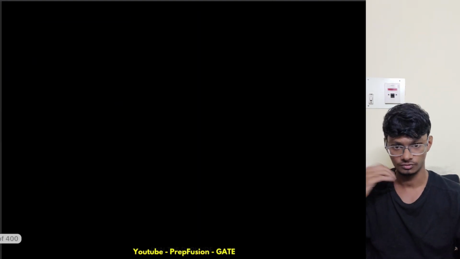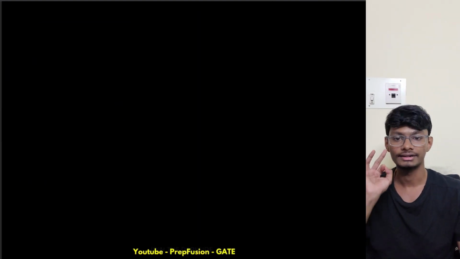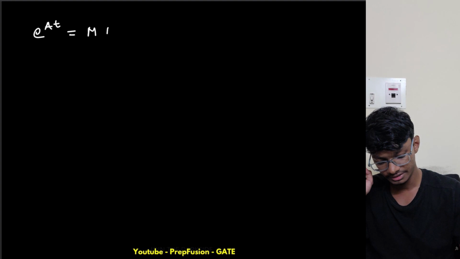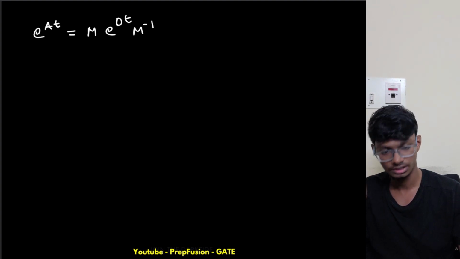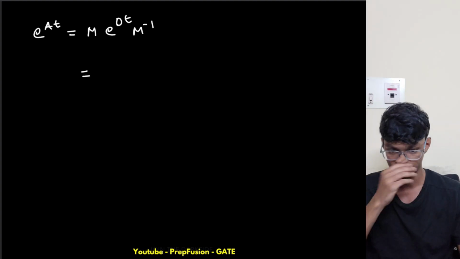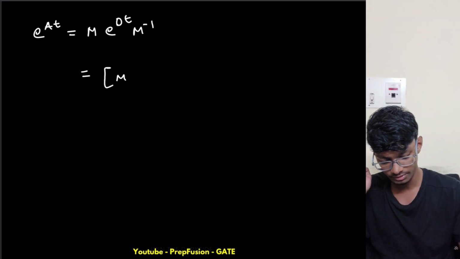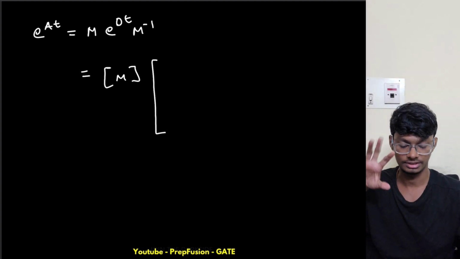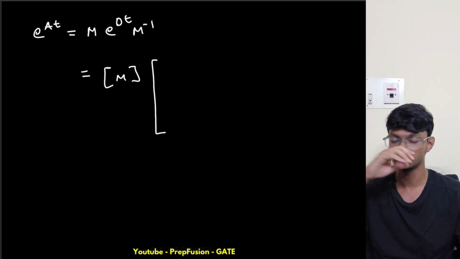So what is the real proof? How can I write e raised to power At? Going back to that equation again, by diagonalization I can write it as M e raised to power D of t into M inverse. Let me expand this. This is M only, and this is, again, each value raised to the exponential.